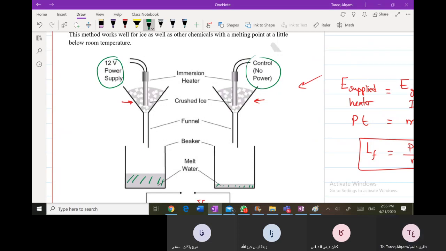Who has an idea? Here, guys, I have two identical setups, but one I will connect to the power supply. I will connect the heater to the power supply. The second one, I will not connect the heater to the power supply. Why do we have to do this? Think about it, guys. It's a critical thing. To measure the heat loss.